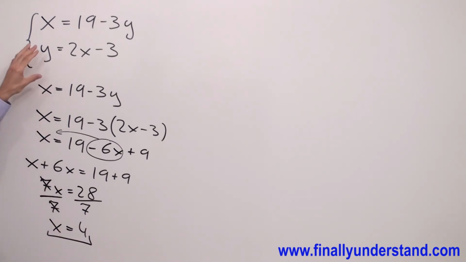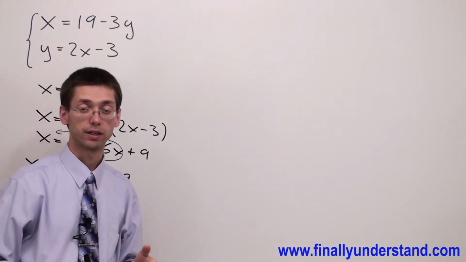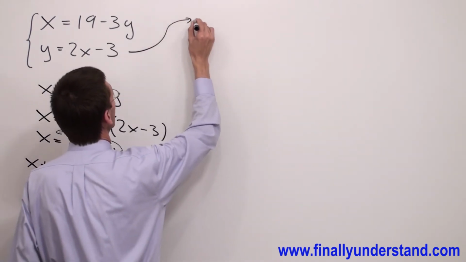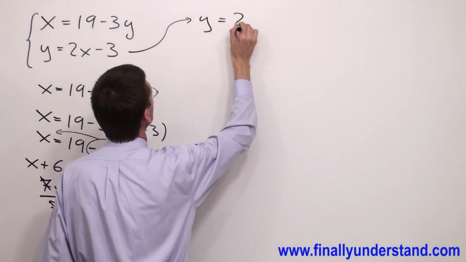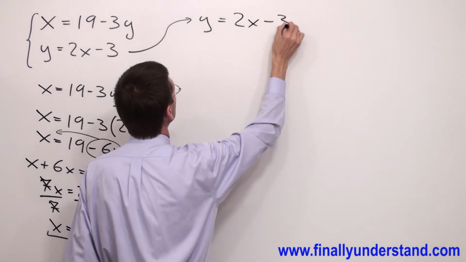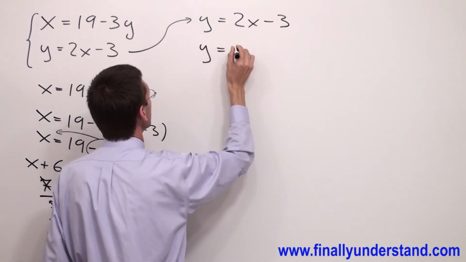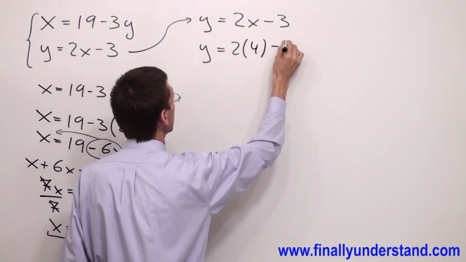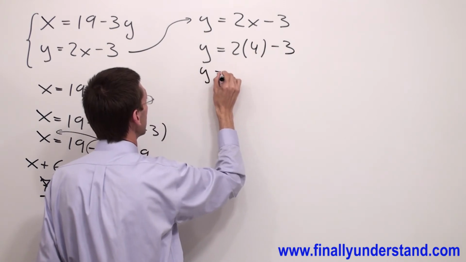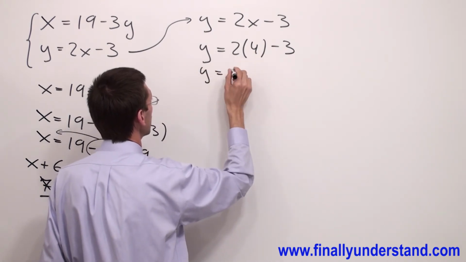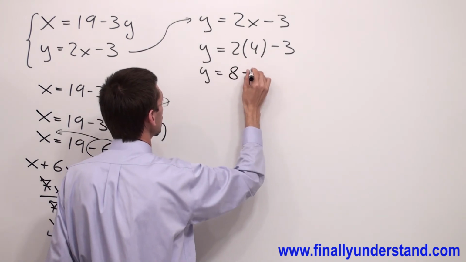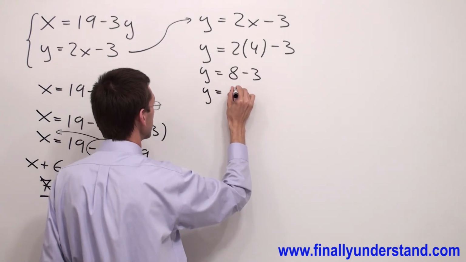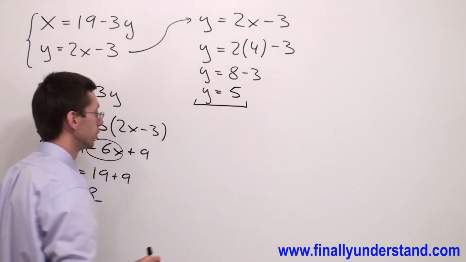I'm going to take the second equation this time because the second equation is already solved for y. So I have y equals 2x minus 3. y is equal to 2 times x, which is 4, minus 3. y equals 2 times 4, which is 8. 8 minus 3 is equal to 5. And this is my value of y.